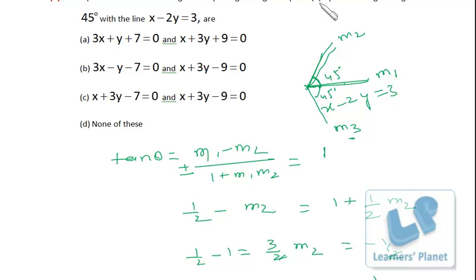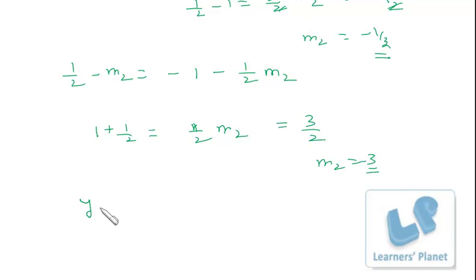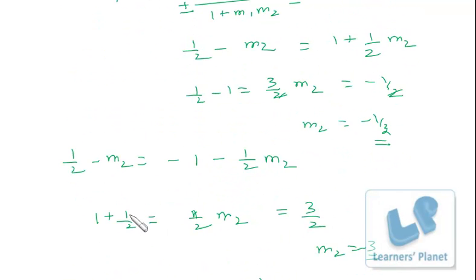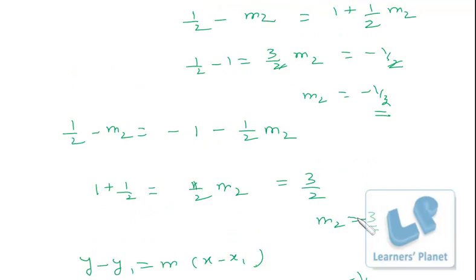Now the lines are passing through the point (3, 2). For the equation of the line, we use the one point form, y - y1 = m(x - x1). So the point is (3, 2), so y - 2 = m(x - 3). In one case you choose the slope as 3, and in the other case the slope as -1/3. By putting 3 you will get the equation of one line, and by putting -1/3 you will get the equation of the other line.